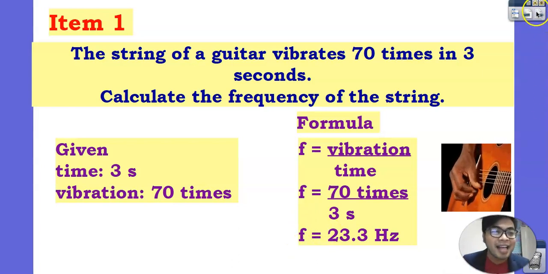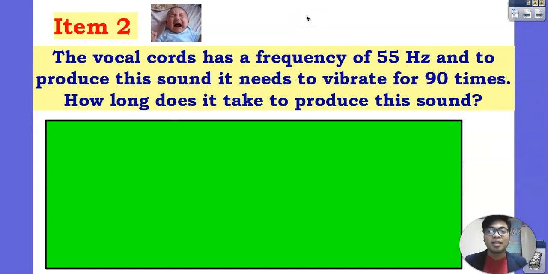Great job. Next question, this is item number 2. The vocal cords have a frequency of 55 hertz. To produce this sound, it needs to vibrate 90 times. So how long does it take to produce this sound? Again, what is the given? I'm gonna give you 1 minute to answer. Your time starts now. Let's try to see if you get it correctly.